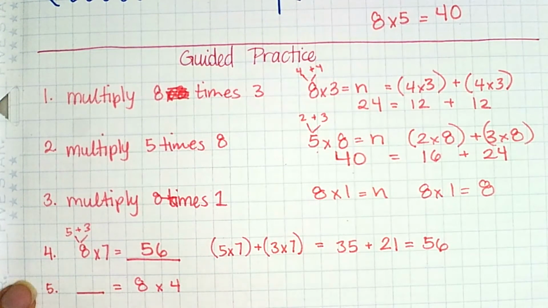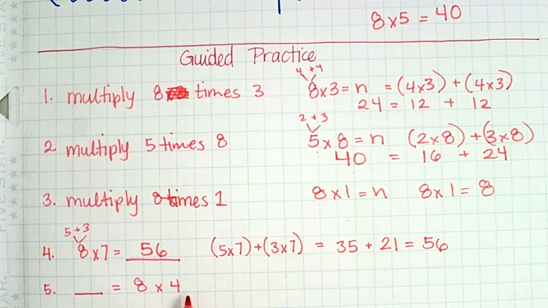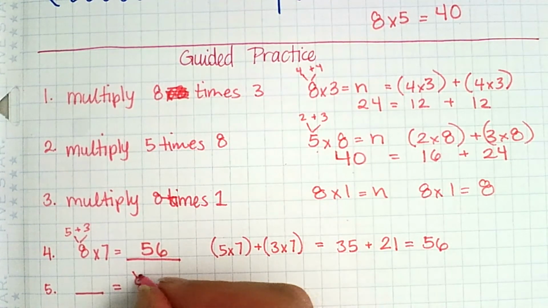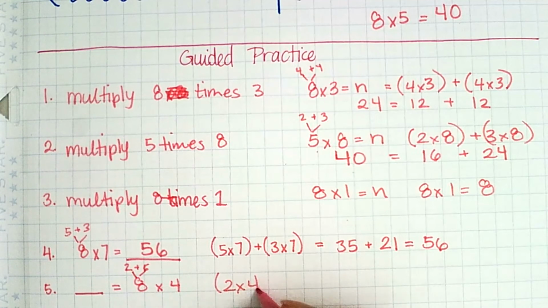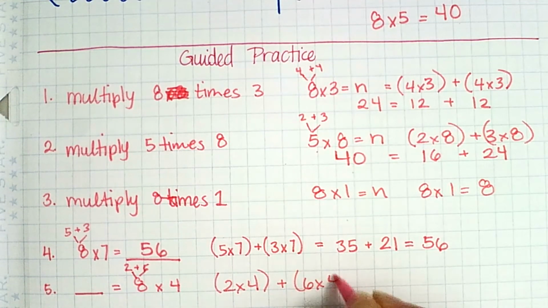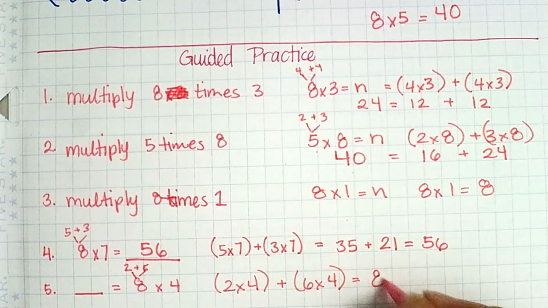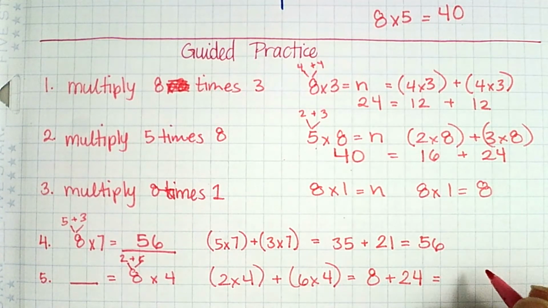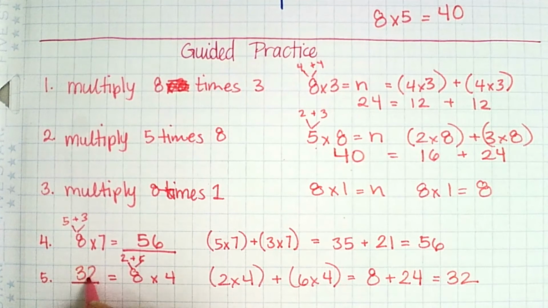So our next question for number 5, it says, what is the product of 8 times 4? So I can split this into 4 and 4 if I want to, or I could split it into 5 and 3, or I could split it into 2 and 6. So let's do 2 and 6 because we haven't used that combination in a while. So 2 times 4 plus 6 times 4. I know 2 times 4 is equal to 8. And 6 times 4, I know 6 times 2 is 12. 12 and 12 is 24. So 24 plus 8 is going to give me what? It's going to give me 32. So I know 8 times 4 is 32.